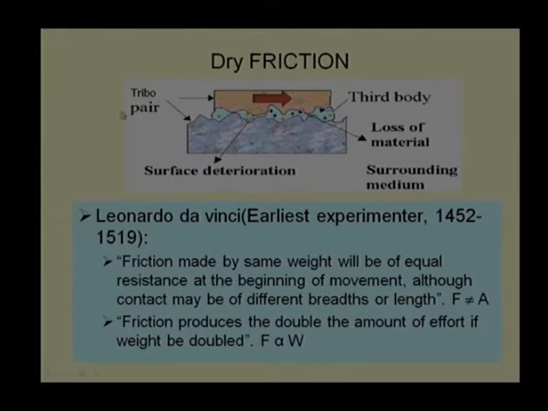What were those results? He said that friction made of the same weight, that means he was emphasizing the weight, will be of equal resistance at the beginning of movement. That means, if there is some weight W, friction force will be decided based on that. Whatever area you choose, 10 by 10 or 5 by 20, any dimension which gives the same weight will give us the same friction force. That was the interpretation by da Vinci.